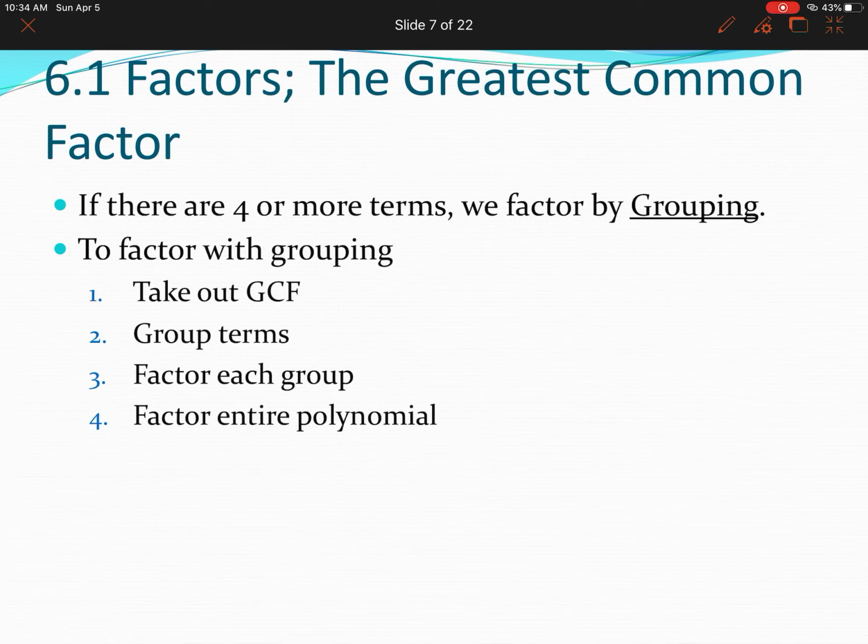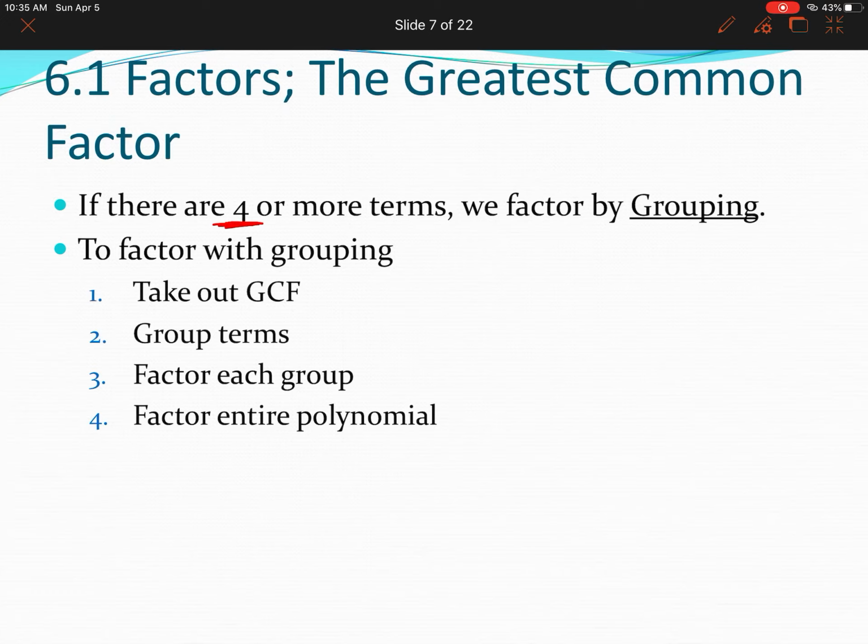And the other methods that we're going to choose are based on the number of terms in the polynomial. And so if there are 4 or more terms, and in this class you're only going to see it with 4 terms, you're not going to see 5 or 6 or anything like that. If we only have 4 terms, then our only other option, if the greatest common factor doesn't work, is to try what we call grouping.